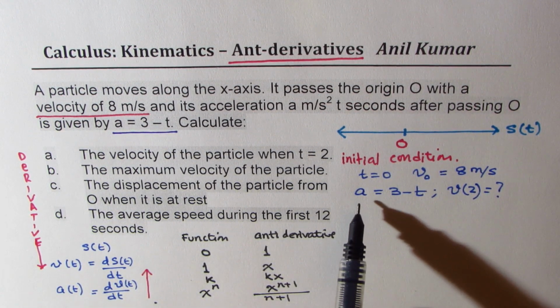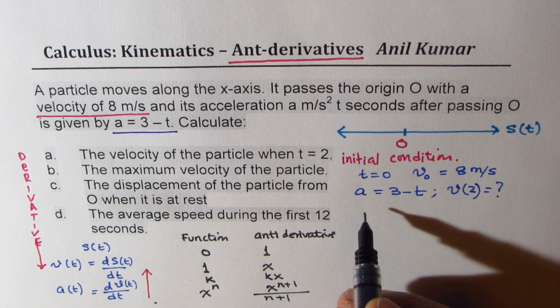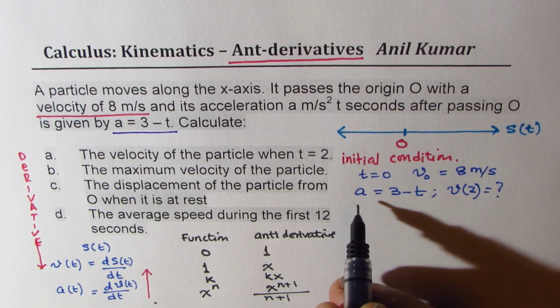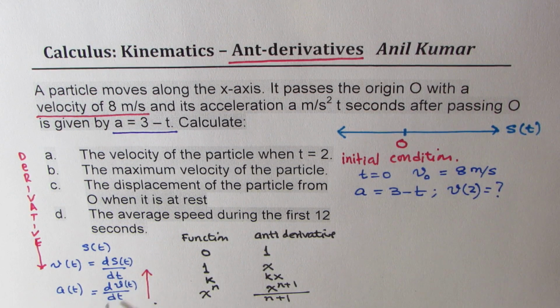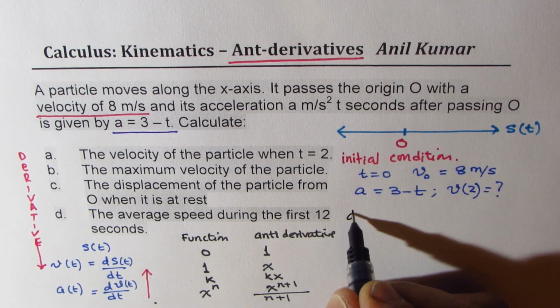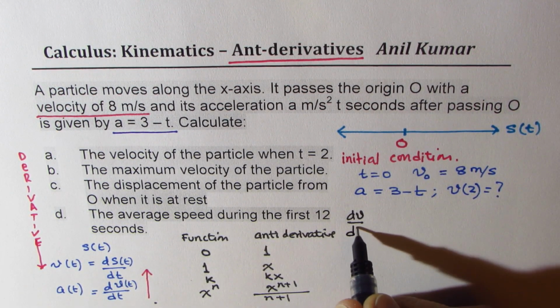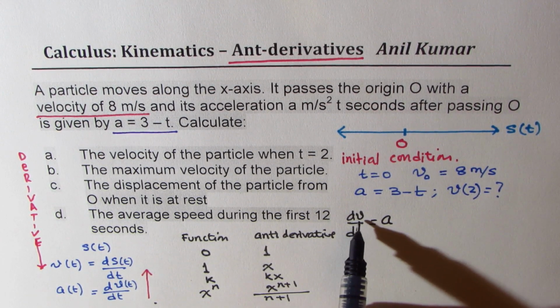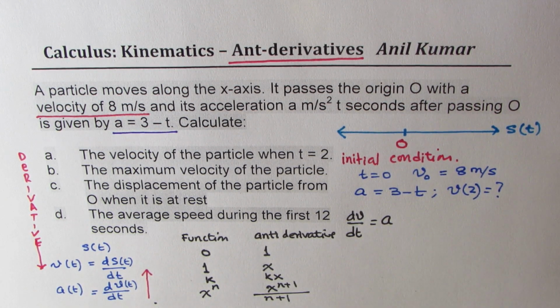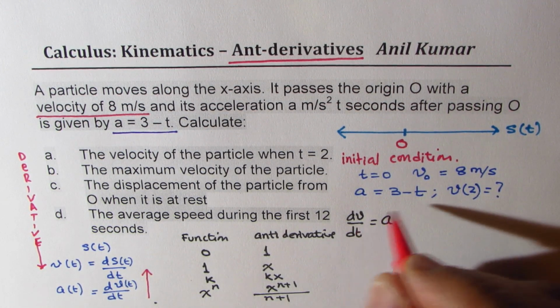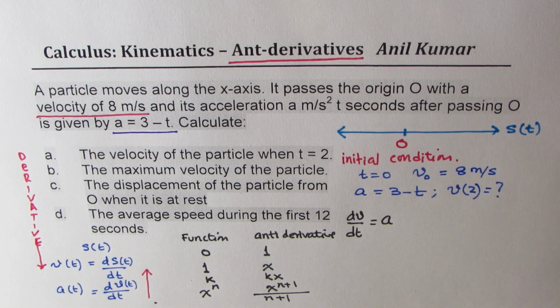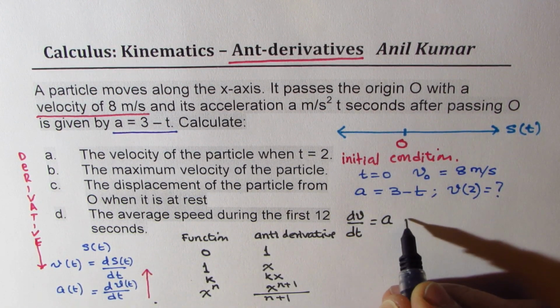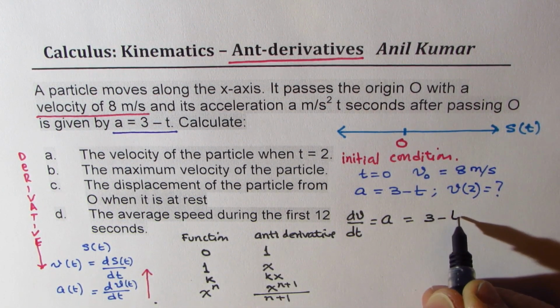We find the antiderivative, since we know that dv/dt, the derivative of velocity, is a, right? Since we want to find what velocity is, we will do the antiderivative at this stage. So a is equal to 3 minus t.